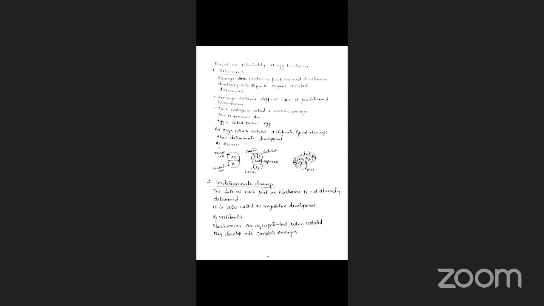Whereas in indeterminate cleavage, it is not determined what the blastomere is going to become in future. Generally, this happens in all the other vertebrates, because in development, when a cell has to become a limb or an eye, it needs some kind of induction. There are certain organizers in our body which produce chemicals that tell the cell what to become. It should be placed at a particular position, surrounded by a particular type of cell. Only then will it develop into a particular organ.